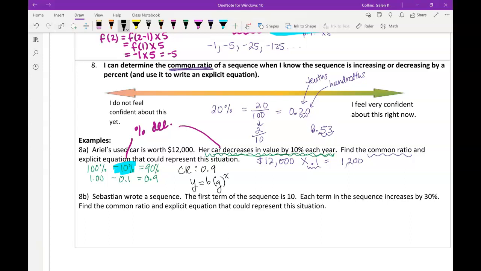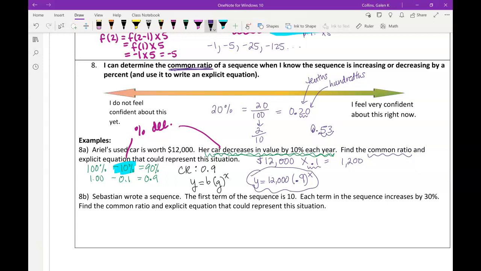So if her car starts at the beginning as being worth $12,000, that is going to be my starting value, $12,000. The growth factor, or the common ratio (growth factor is another term we use when we're talking about exponential growth), is 0.9, and then if I'm using x and y, I just have to put it to the power of x. Sometimes we'll use t to represent time, for example. All right, so this is the equation that we're looking for.